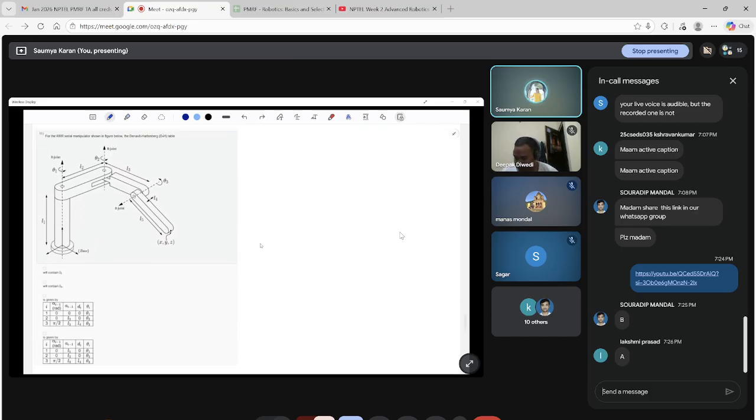Let's say we have this robot with us, and then we want to find out what is the DH parameter. How will we go ahead? This is the base. This is not a revolute joint, this is just a base. This is R, this is R, this is R. Okay, 3R manipulator. What will we do?